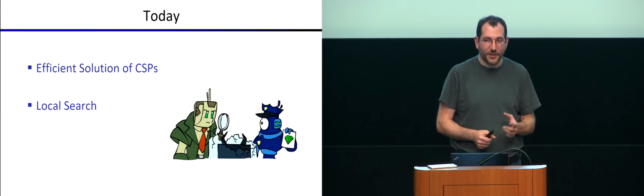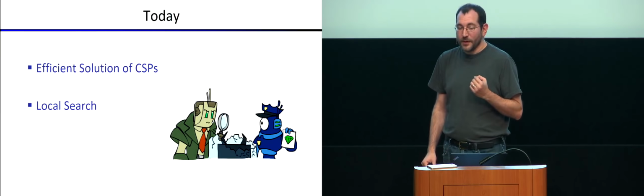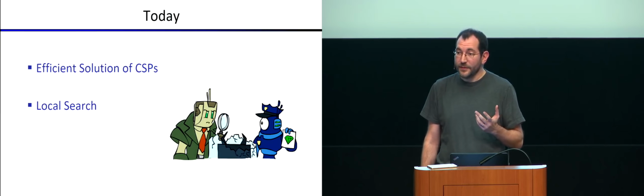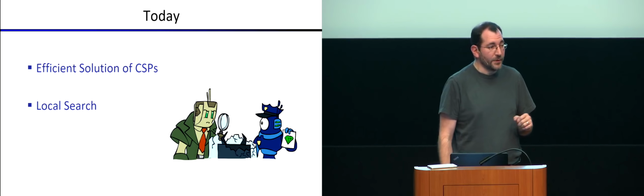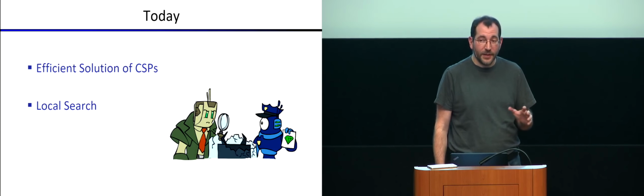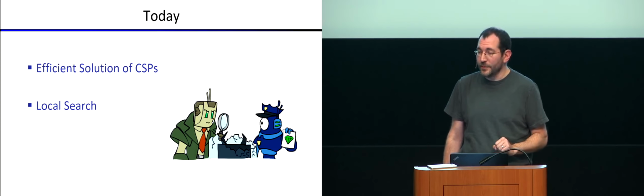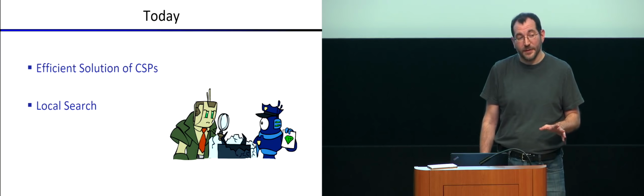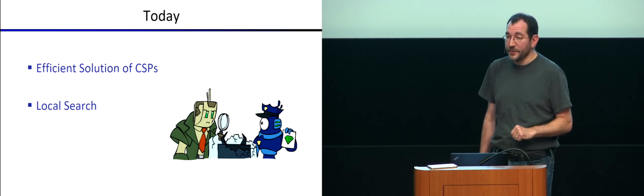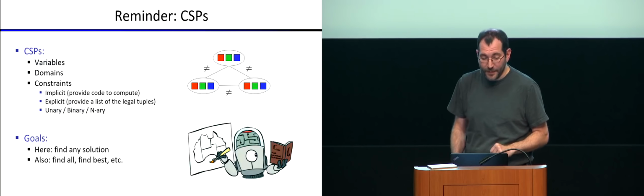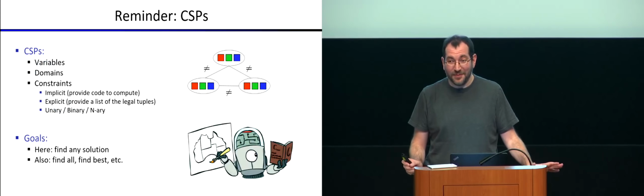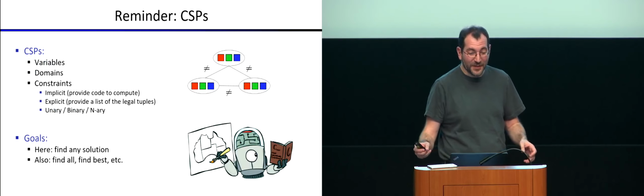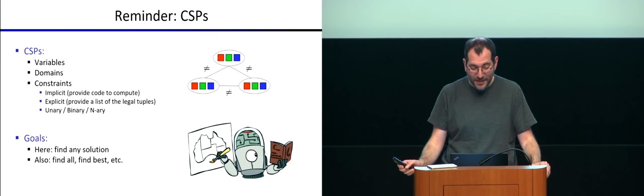And in particular, we're going to talk about ways to solve them efficiently that extend and go beyond what we did in the last lecture. And we're also going to talk about a related but more general topic of local search methods that apply not only to CSPs, but also to the other kinds of search problems that we've seen so far. So let's do a quick recap. Okay, we're going to do more solution solving of CSPs. So let's remind ourselves what a constraint satisfaction problem is.